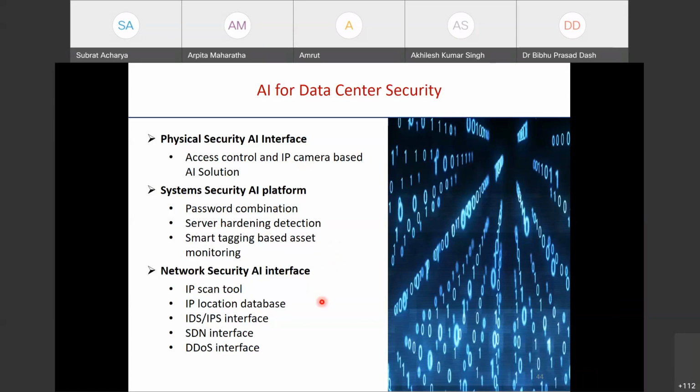Now coming to the next level, network security. When we talk about network security, there is the IP scan tool, IP location database, then intrusion prevention interfaces, which we discussed at device level, then software defined network interfaces, or DDoS interfaces. Here I am referring to interfaces: each level of information we have to take as input to our model, so that what are the challenges at network level, system level, or physical level, all together when they combine, will be decided based on our model, whatever is required for the analysis.